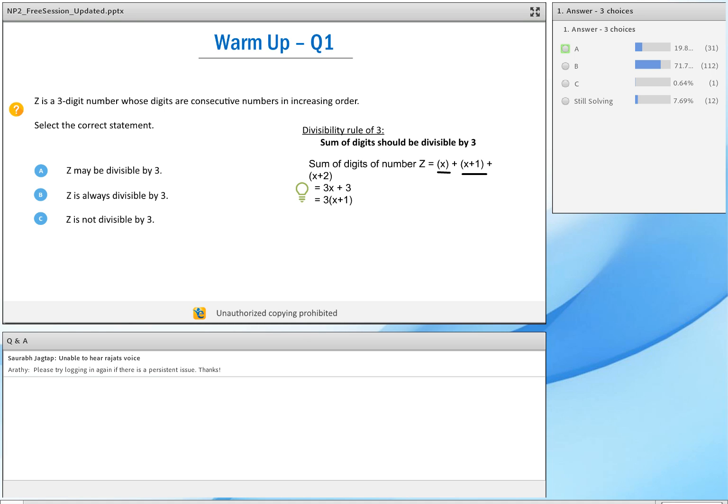So what you really see is it's 3 times x plus 1, and it's 3 times a number, which means it's always divisible by 3. So your correct answer is choice B. Now, very basic question. We're going to take this forward in the next one. Let's get to still solving.